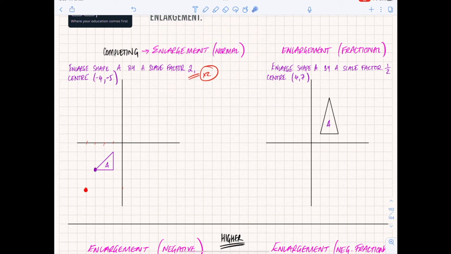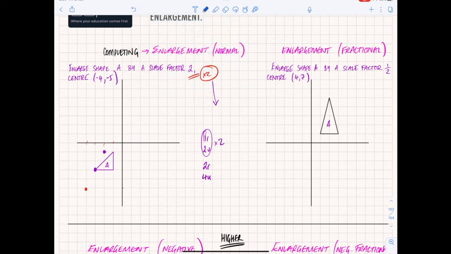For me to go from the centre of enlargement to that point, I go 1 right and 2 up. What I then do is I take that information and I times it by 2 because my scale factor is 2. So I now go 2 right and 4 up. I go back to this point, so you're always going back to the centre of enlargement, and I go 1, 2 right, and 1, 2, 3, 4 up. So that now is going to be where I put that purple point. So that purple point has now moved to that point there. So it was there, it's now going to go there.